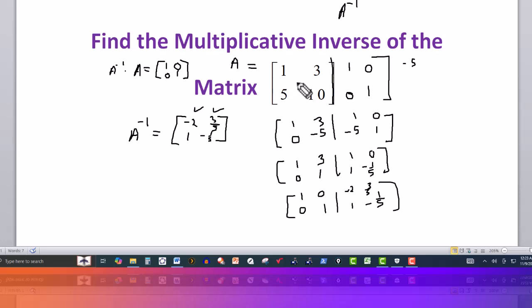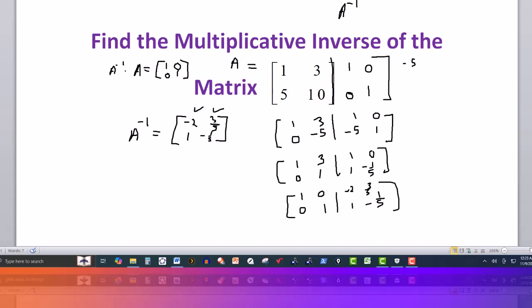Right there it checks. And then the next one, 1 times 3 is 3, and -1/5 times 10 is -2. 3 and -2 is 1. That's your check. But that's the way you do it this way.